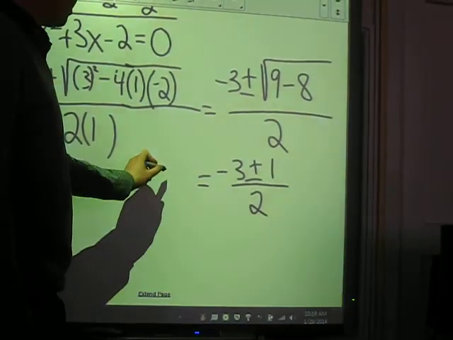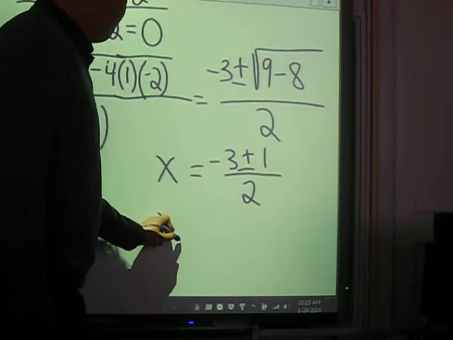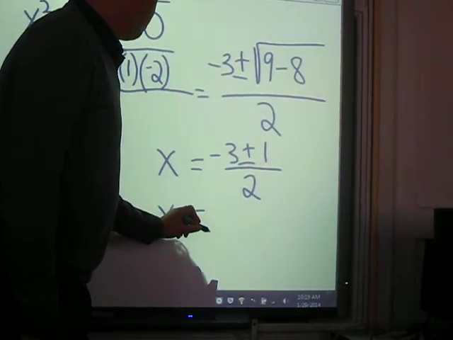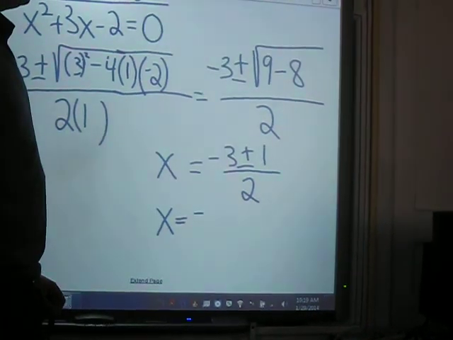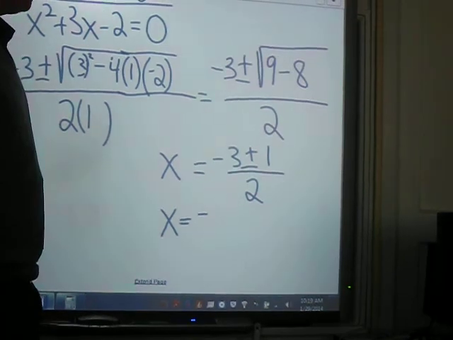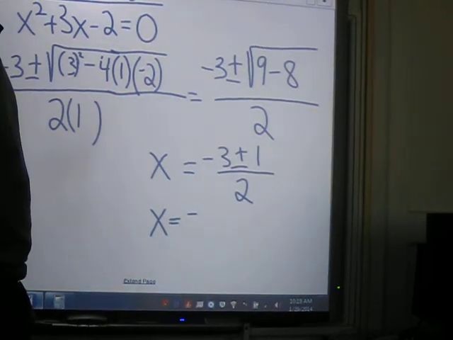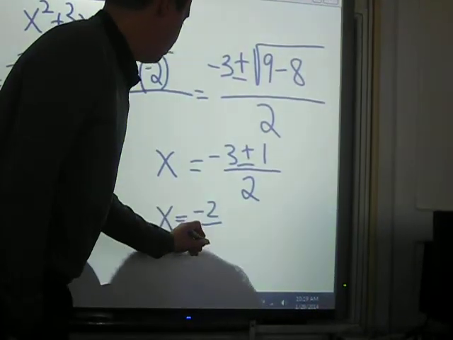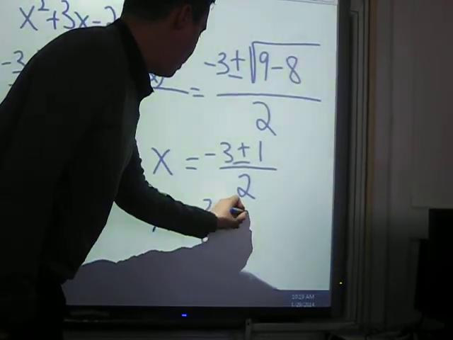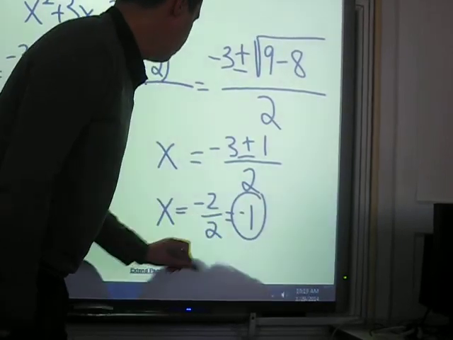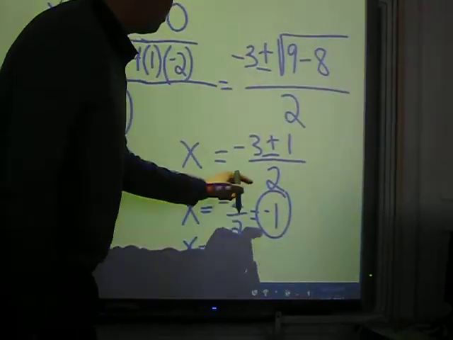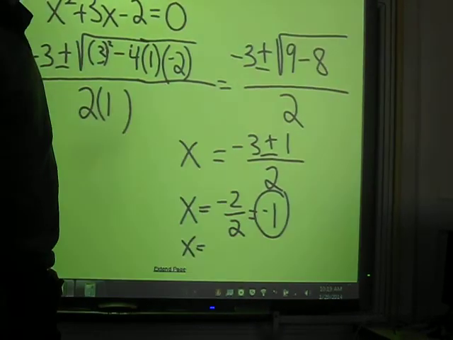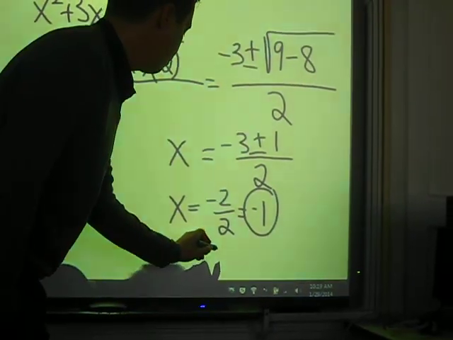This is x, right? So now we have a situation where, let's take the positive first. Negative 3 plus 1 is negative 2, over 2. Negative 2 over 2 is -1. That's the first one. But there's another solution. What if we do the downstairs? Negative 3 minus 1, negative 4 over 2, so -2.